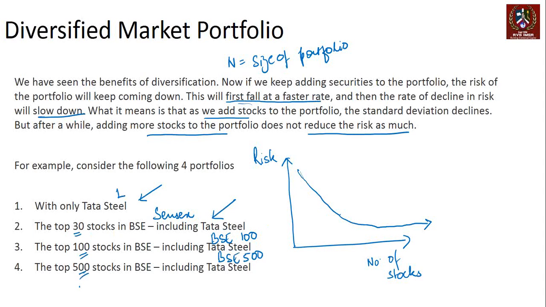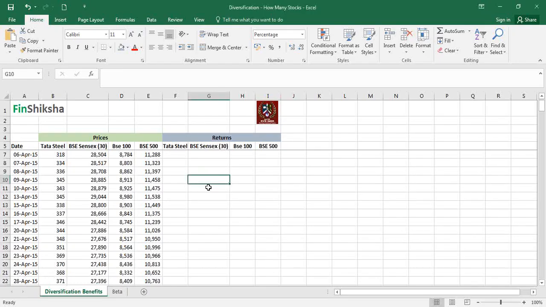And then we have to identify what is the risk that each of these portfolios has. Four portfolios, four different risks is what we are going to calculate. We're going to calculate risk in the form of standard deviation, and we will do that with respect to live market data. For this, we are going to look at data for the last 1 year for the four portfolios.